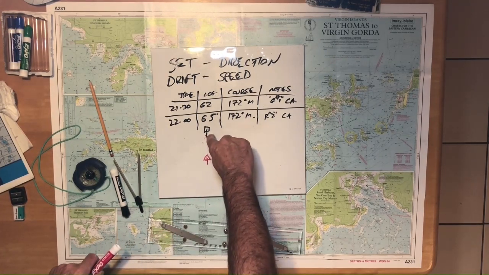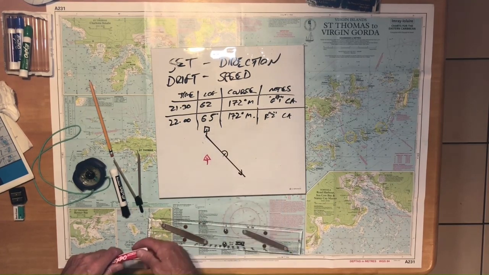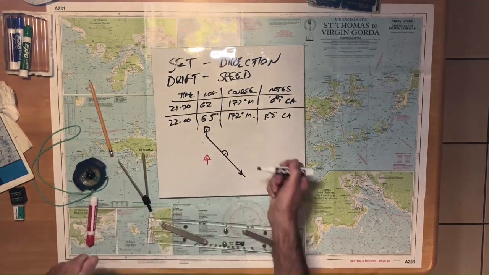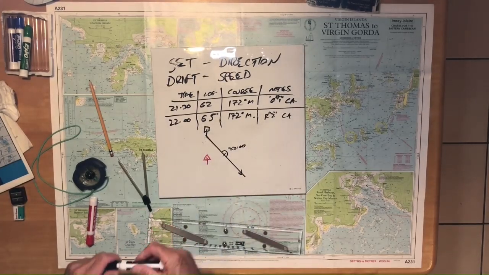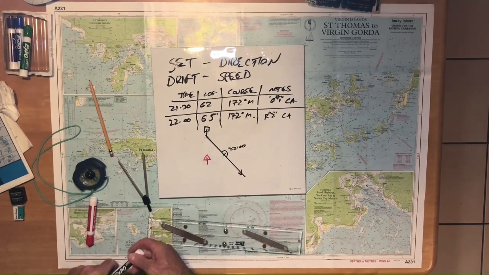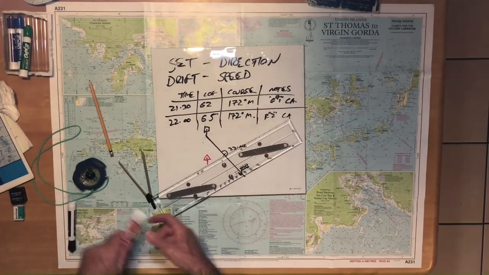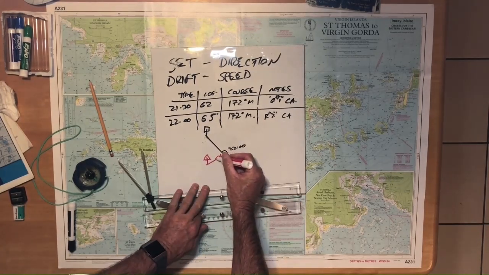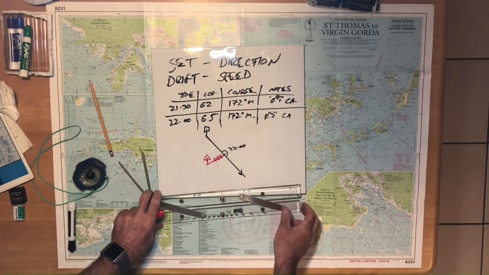So instead of going from green number 1 along in this direction, getting to where my DR is, right here, at 2200 hours, the reality is that I'm over here. So something has moved me from where I think I should be to where I really am. And we can assume that that was current. So this actually is some current that I didn't know about before I started, but I am aware of now.